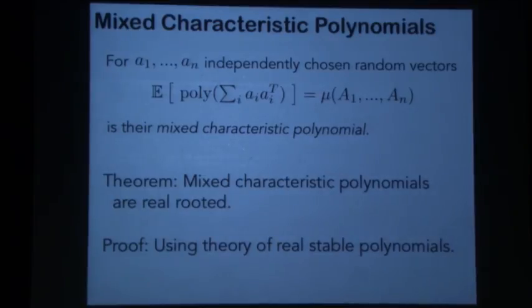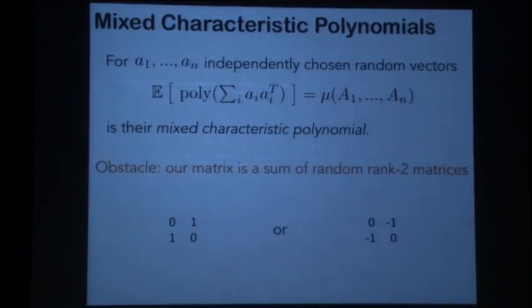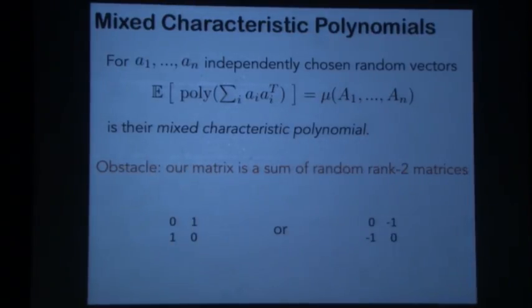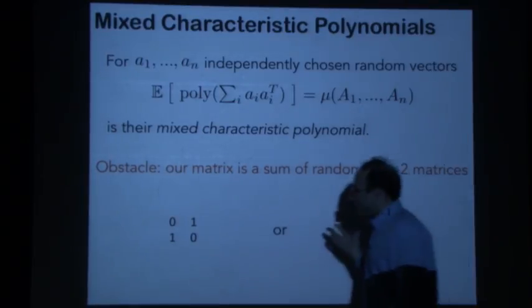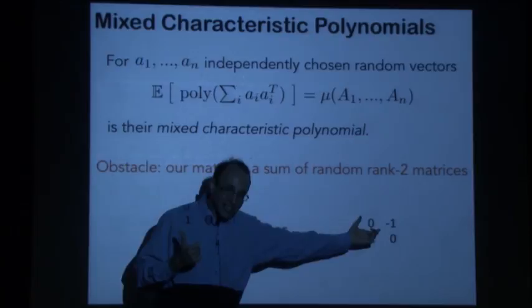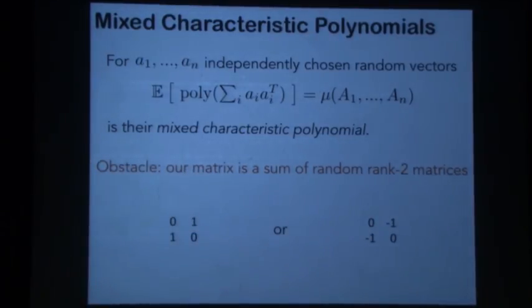There is only one problem with applying this theory, which is that the matrix I'm looking at right now isn't described that way. I wanted a sum of independently chosen random vectors. That would mean that for each edge I have to be choosing a rank one matrix. But the matrix we're getting is a sum of rank two matrices. When I look at an edge, deciding whether to sign it positively or negatively, I'm either putting in this edge or that edge, and their difference is rank two.